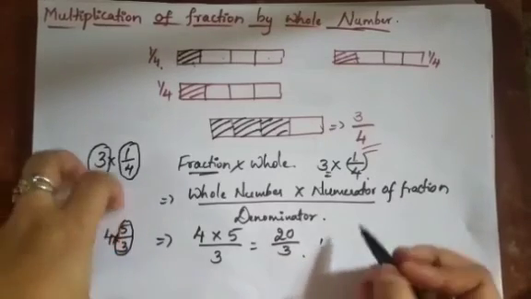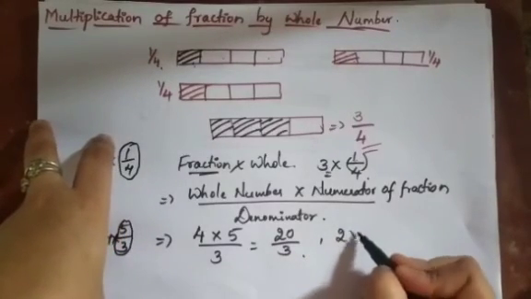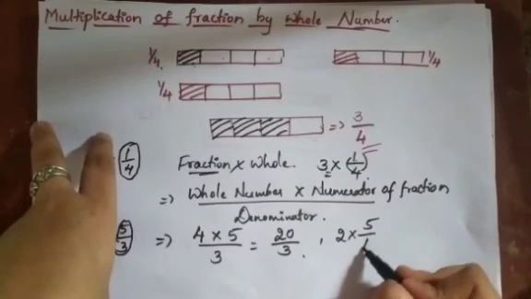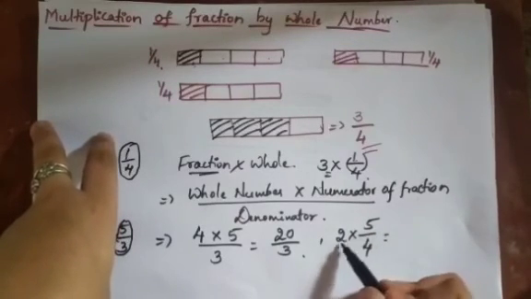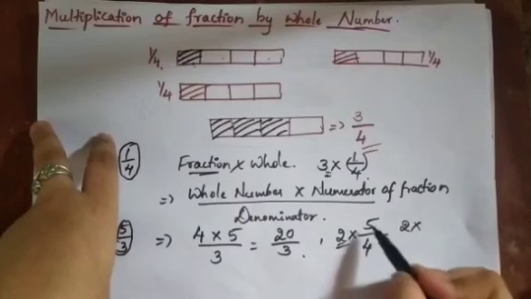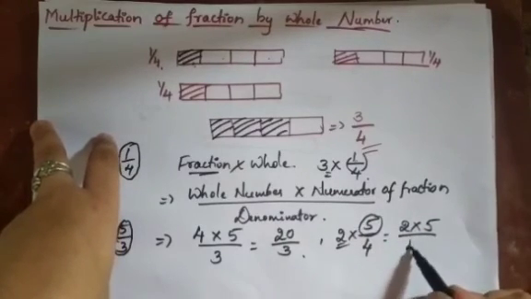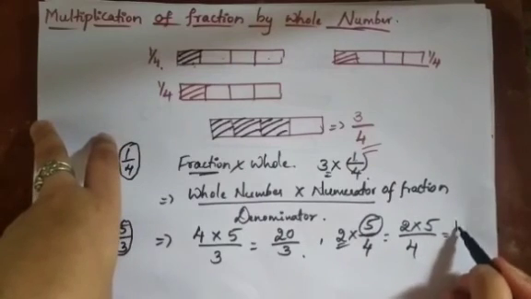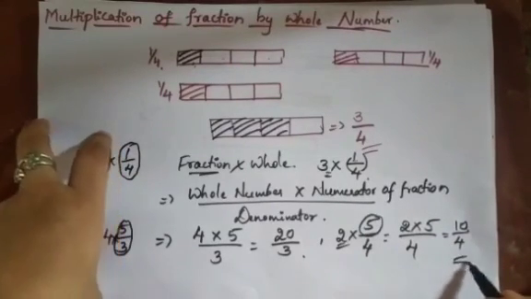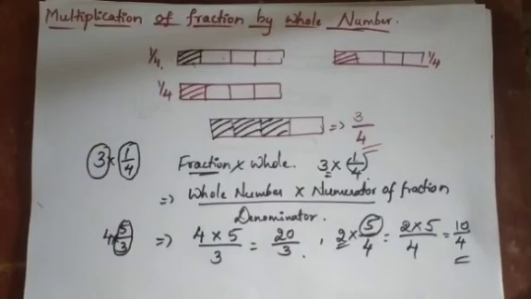Next, the same thing if I take 2 into 5 by 4. If this is the case, 2 is the whole number into the numerator of the fraction 5, divided by the denominator of the fraction, which is 4. 2 5s are 10, divided by 4. This is how we are able to multiply a whole number and a fraction.